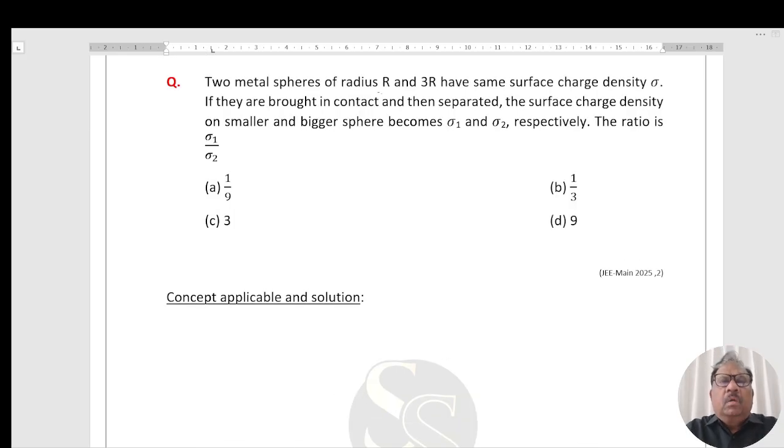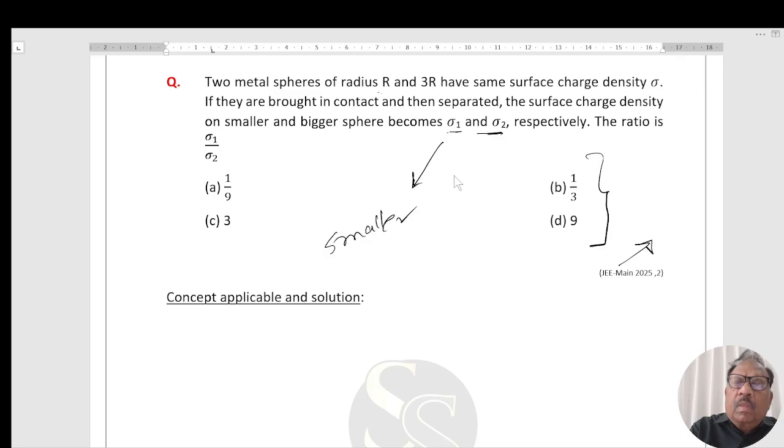Question is, two metal spheres of radius r and 3r have the same charge density sigma. If they are brought in contact and separated, the surface charge density on the smaller and bigger sphere becomes sigma 1 and sigma 2 respectively. Find the ratio sigma 1 to sigma 2. Four options are given, one of the options is correct. Question is taken from JEE Main 2025 PYQs. Sigma 1 is surface density of the smaller, this is of the bigger, right? We have to find this ratio.